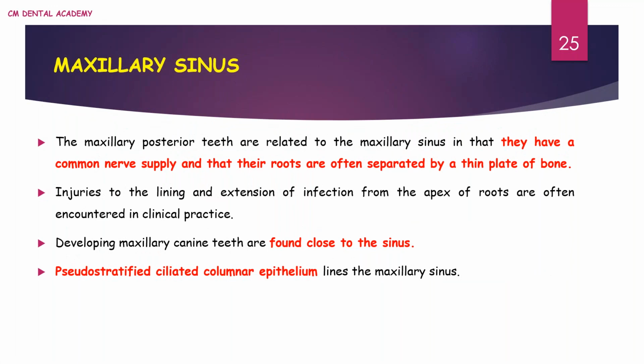Maxillary sinus. The maxillary posterior teeth are related to the maxillary sinus because they both have the common nerve supply, and their roots are often separated by a thin lining. Injuries to the maxillary sinus lining, and extension of infection from the apex of the roots of the maxillary molars, which are usually encountered during clinical practice, are factors to be taken into consideration.